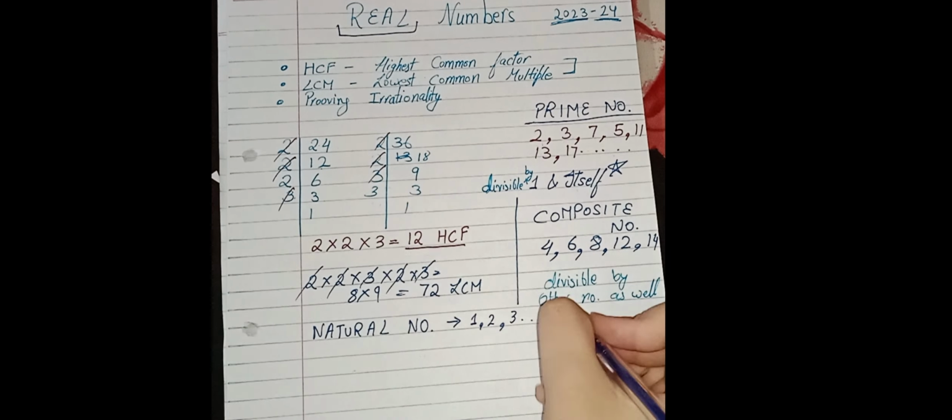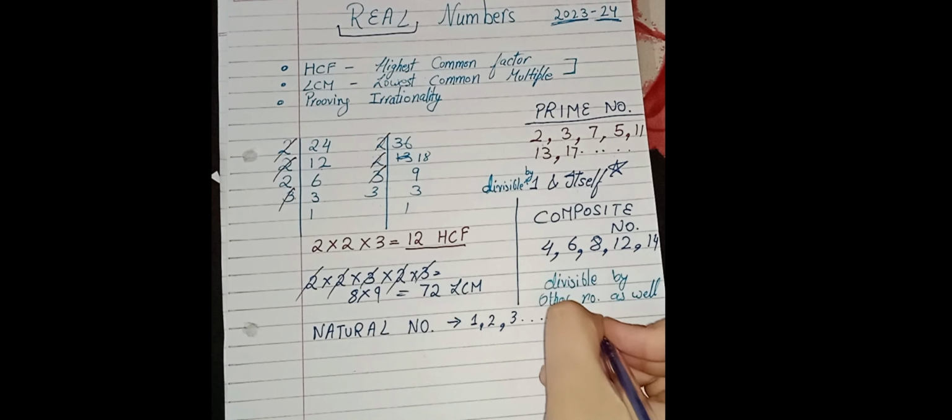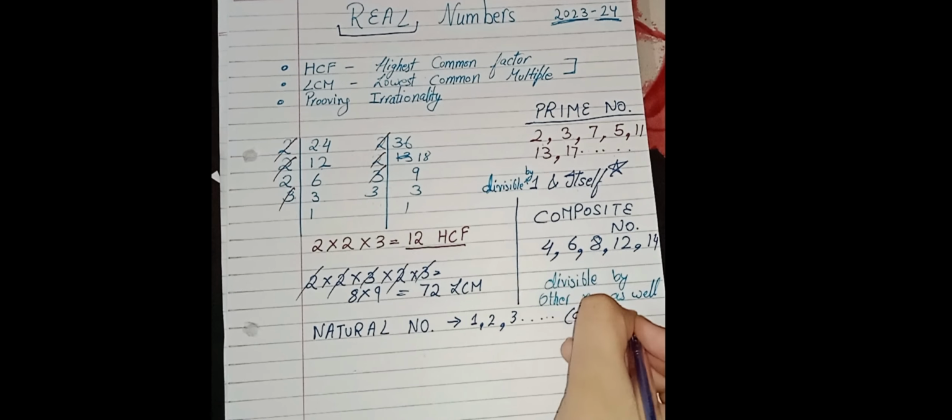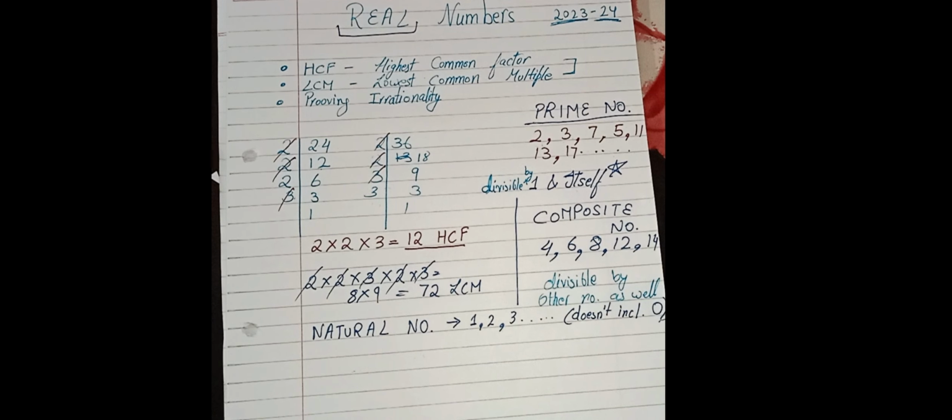But the thing is, it doesn't include 0. मतलब 1, 2, 3, 4 and the infinite numbers will be there in natural numbers but no 0. Okay? The positive numbers from 1 to endless numbers are there we can form but not 0.